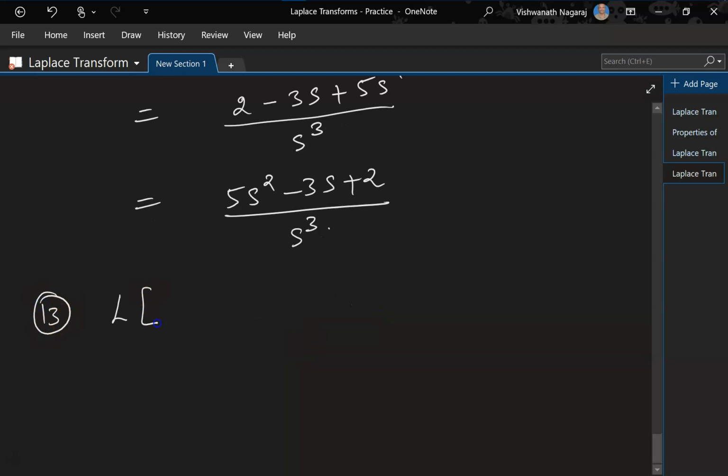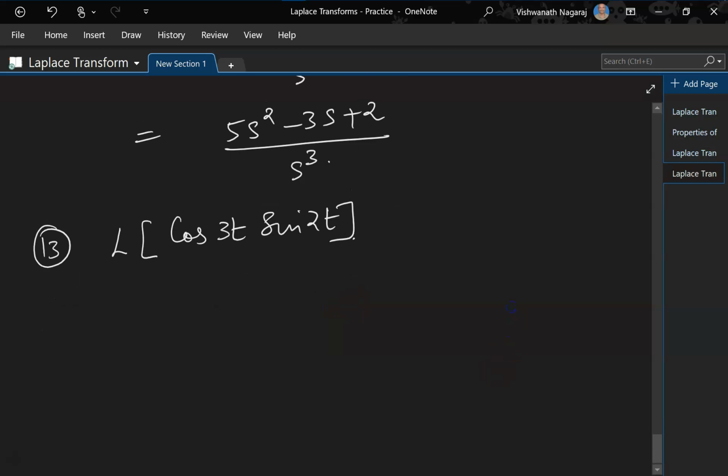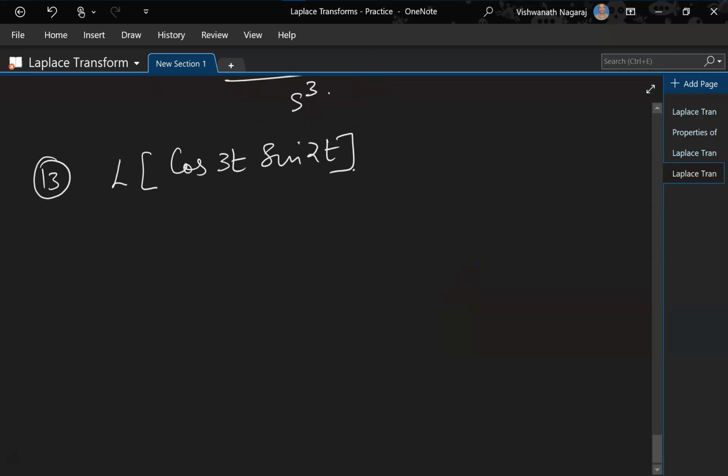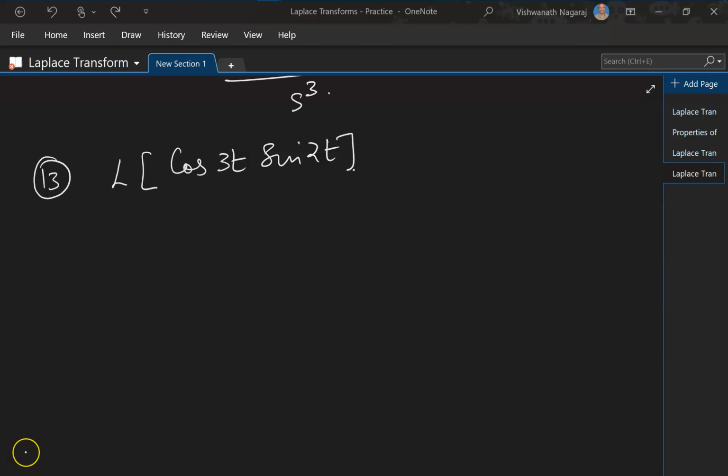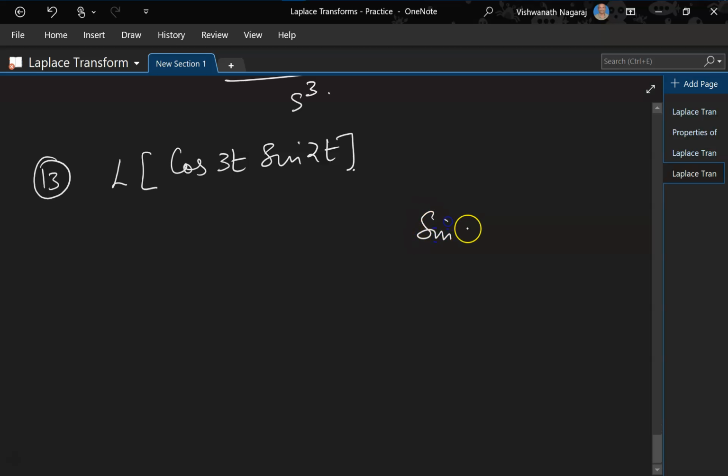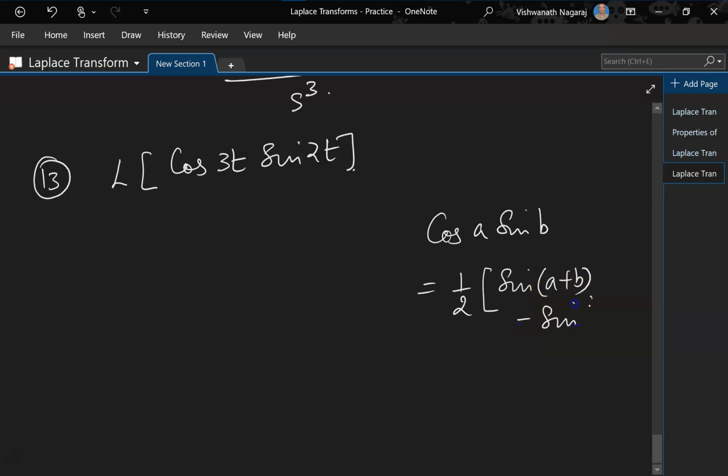13th one. Laplace of cos 3t sine 2t. Again, here, to solve this type of problems, you have to know the trigonometric identities. Okay, the associated identity would be cos A sine B. This would be equal to 1 by 2 sine A plus B minus sine A minus B.